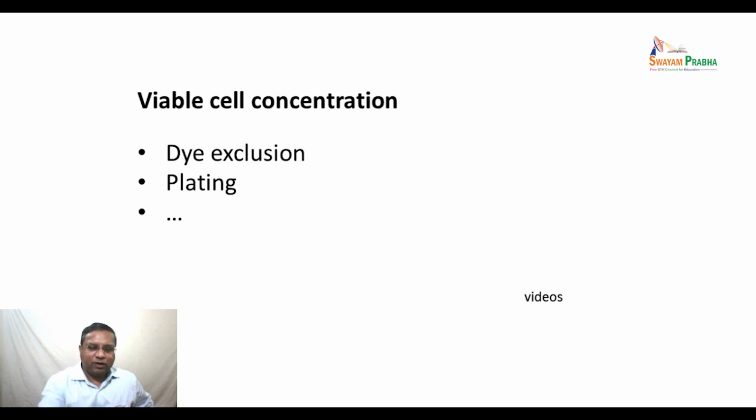There are videos here. Before I get into the videos, let me just tell you the principle of dye exclusion and plating. Dye exclusion is based on the principle that certain dyes which can be visualized are excluded by living cells. So in the presence of dye, the cell is going to appear undyed, uncolored. So by counting the number of cells that are not colored and by counting the total number of cells, you can have percentage viability or the viable cell concentration itself from direct measurements.